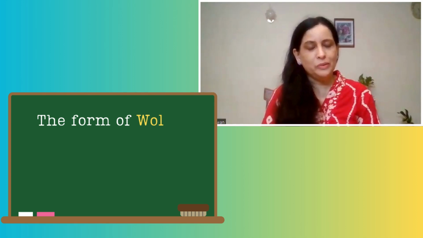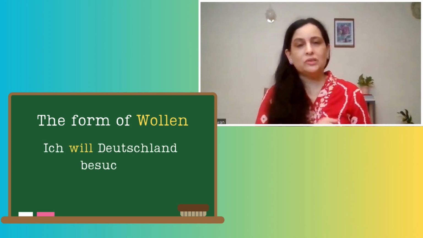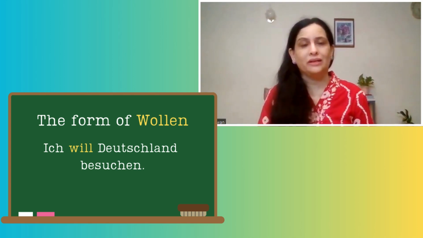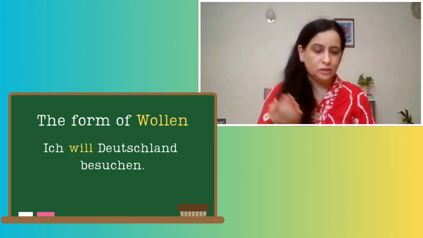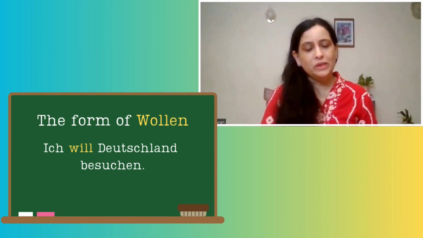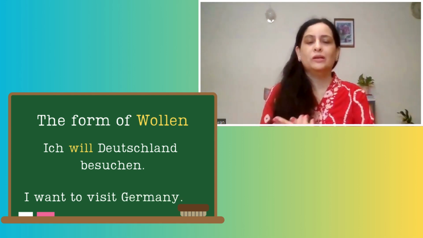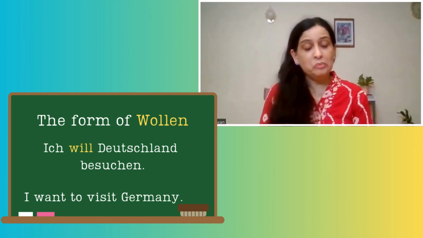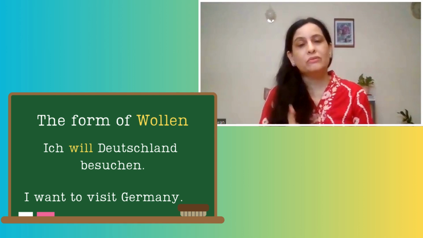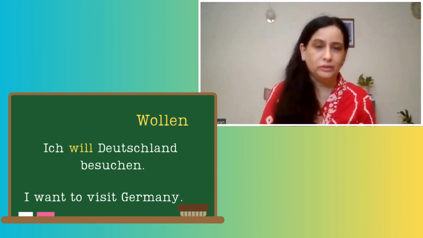Then the last one will be Ich will Deutschland besuchen. Here this will is different. It is not like English. This is a form of the modal verb wollen, meaning want. So this means I want to visit Germany. Ich will Deutschland besuchen. Remember, this will is different from the English will.